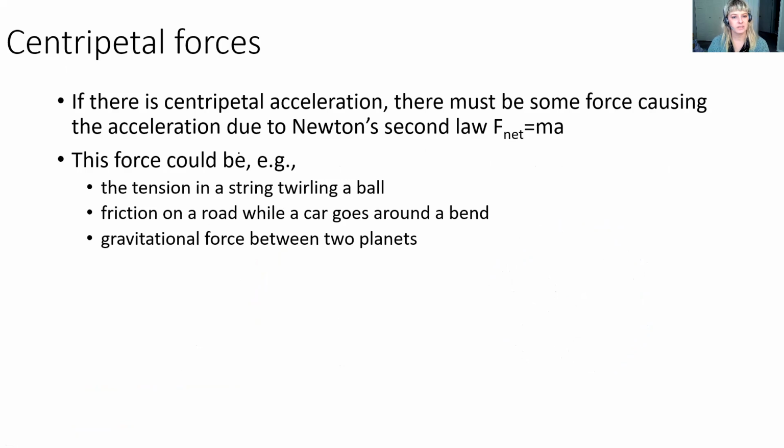Now, if there is a centripetal acceleration, that we learned in chapter 4, if there's an acceleration occurring, that means there has to be a net force acting on an object to cause it to accelerate. That's Newton's second law. Same thing happens with centripetal acceleration as well. If there is a centripetal acceleration, there must be some force causing this acceleration due to Newton's second law.